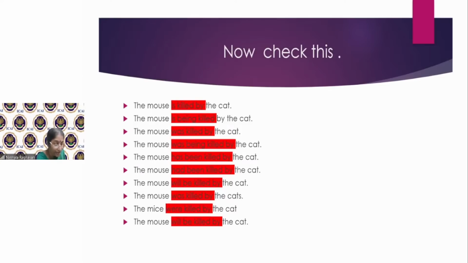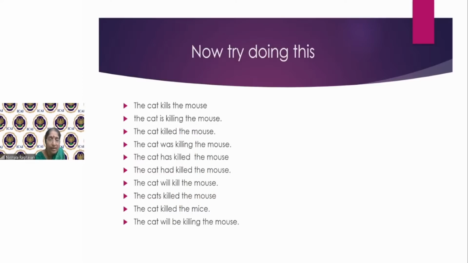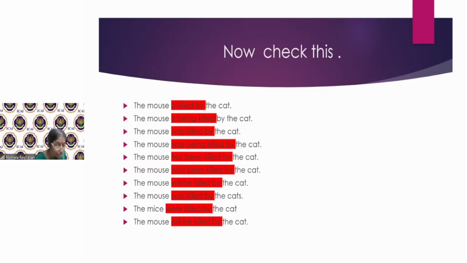The 8th one has cats or cat? Yashwant, it's cats. That is deliberately given so that you see how the tense changes. That should not mislead you. Second last answer, the mice were killed by the cat. The cat killed the mice. The mice were killed by the cat because I've changed the mouse to mice.